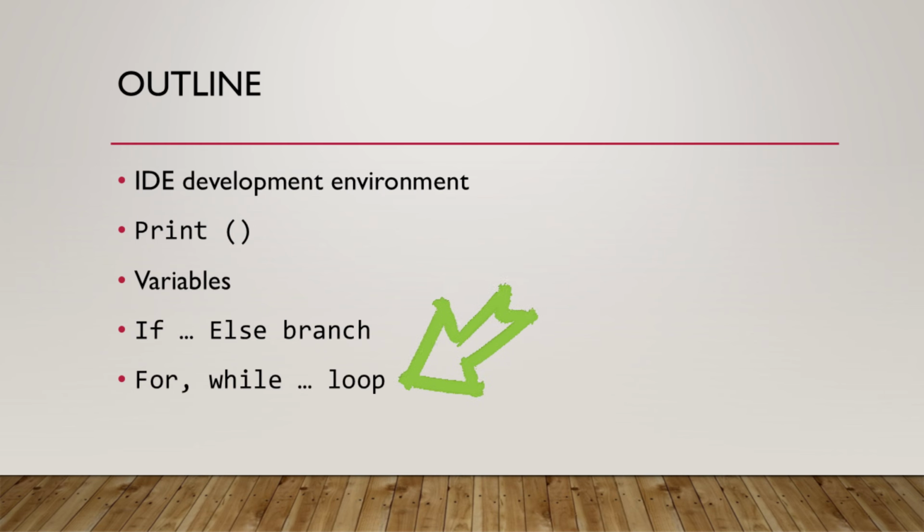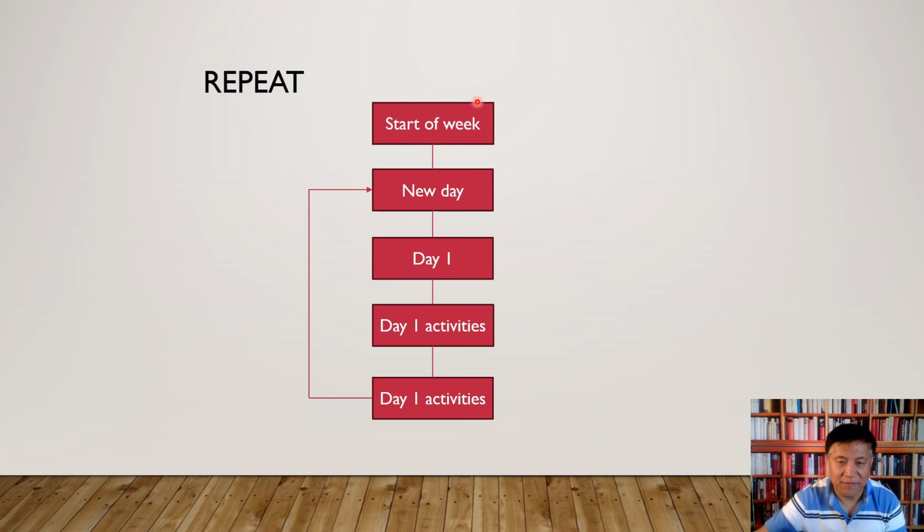And sometimes we may want to repeat a certain part of a code. This is called a loop. Let me give you one example. You have 7 days in a week. At the start of the week, you start a new day. It's day 1, and you carry out day 1 activities, and then you finish day 1 activities, and then you go back to a new day. And then you have day 2 and day 2 activities. And you go back to a new day and so on and so forth until this week is finished. This is called a loop.